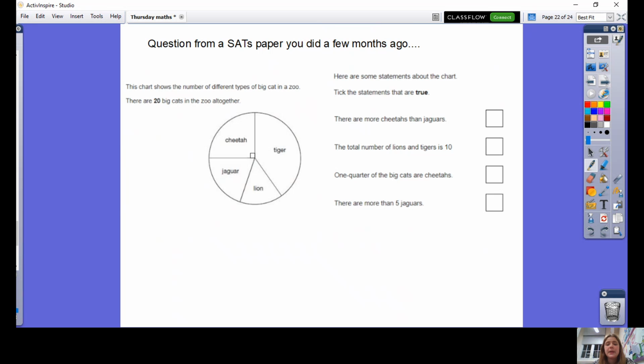This is a question from a SATs paper that you saw a couple of months ago, and now I bet you'd be able to do it. This chart shows the number of different big cats in a zoo. There are 20 big cats altogether. Tick the statements that are true.